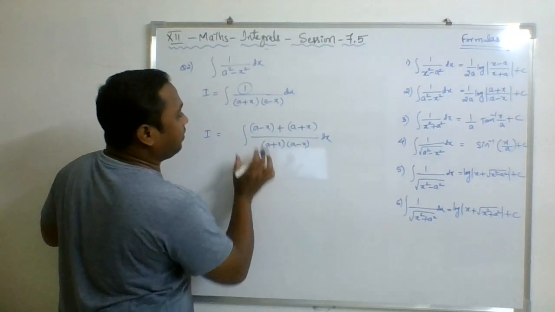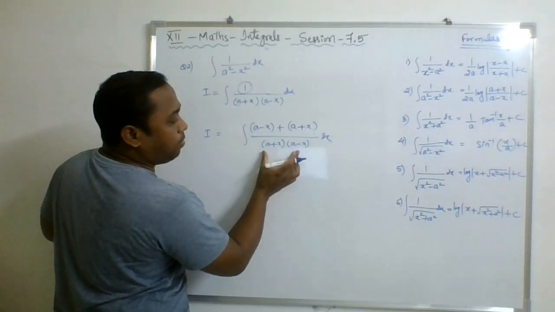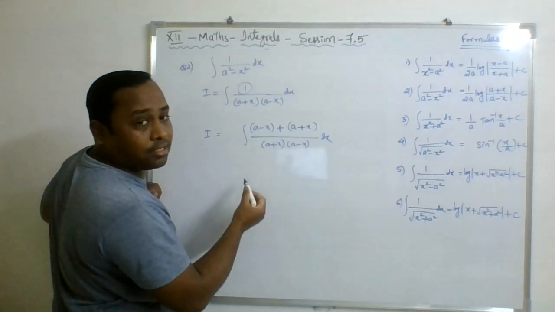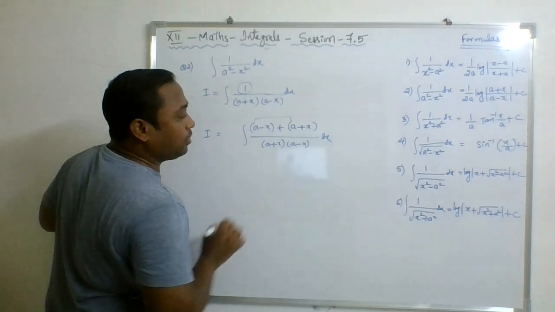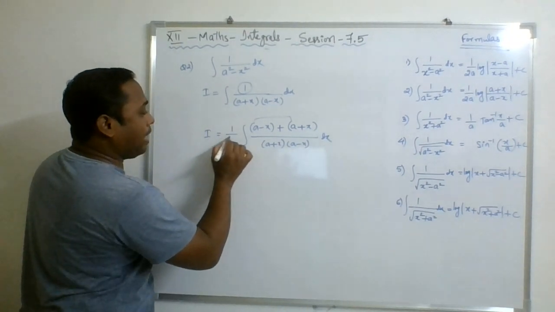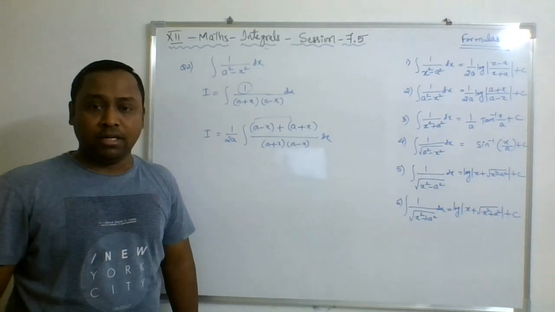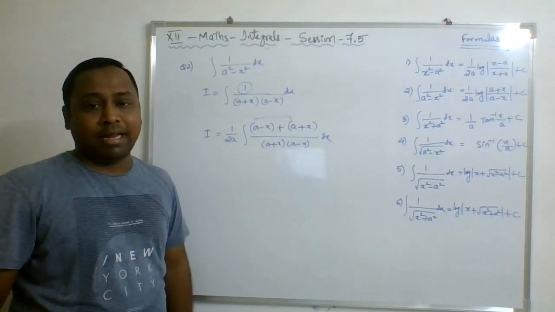देखिए आप, मैंने सिर्फ क्या करा, न्यूमरेटर को सम ऑफ दिस फैक्टर्स इसलिए लिखा था क्योंकि माइनस एक्स प्लस एक्स गेट कैंसिल होता है. You are only left with 2a. To make the balance I can divide this into 2a, divide by 2a. So this will be balanced.